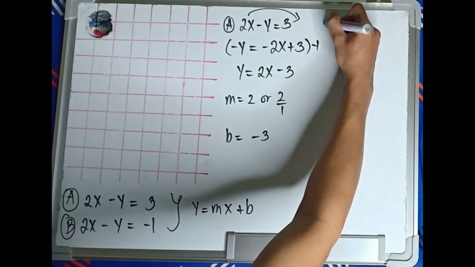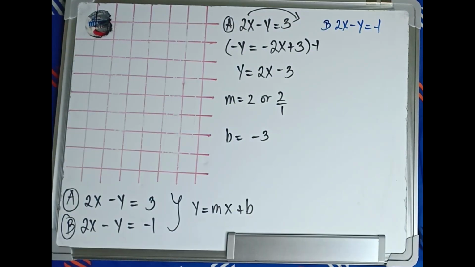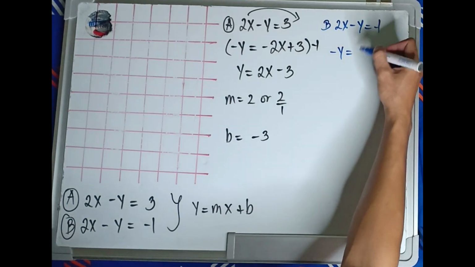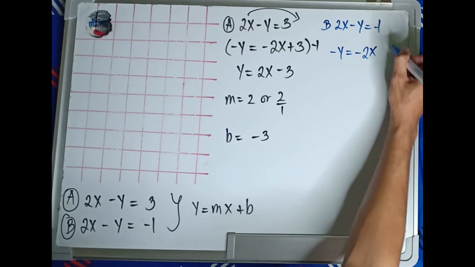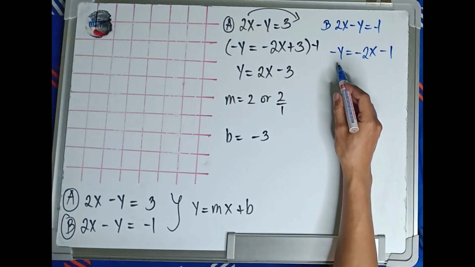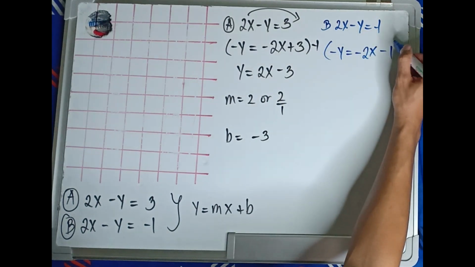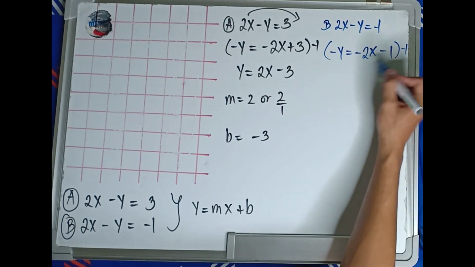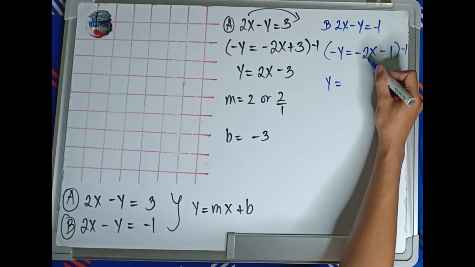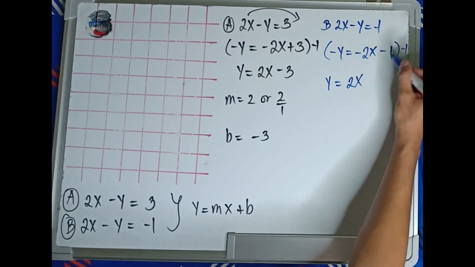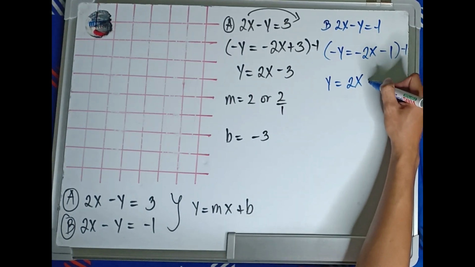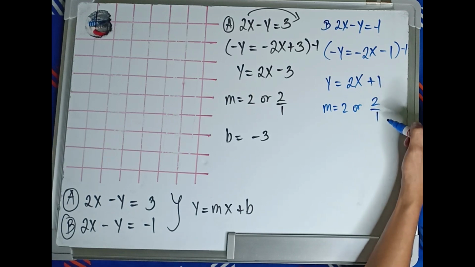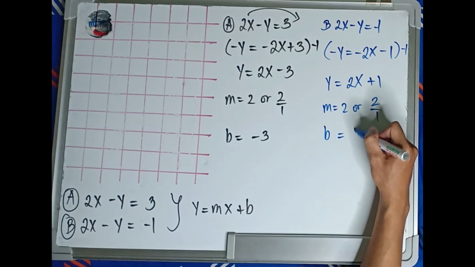And for equation B, we have to transpose 2x to the other side. So we copy negative y is equal to 2x transposed, it will be negative 2x. Then copy negative 1. Then again, we have a negative y, so we have to multiply all sides by negative 1. So negative y times negative 1 is positive y. Negative 2x times negative 1 is 2x. And negative 1 times negative 1 is positive 1. Our slope is 2, or 2 over 1. And our y-intercept is positive 1.